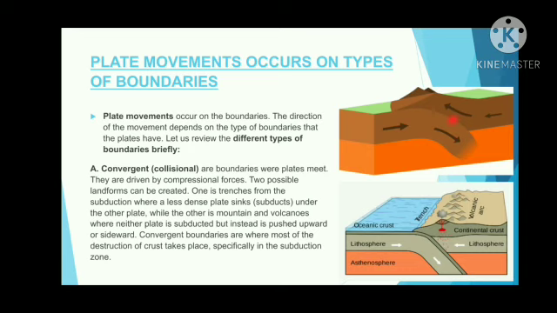First one, we have convergent boundaries, where plates meet. They are driven by compressional forces. Two possible landforms can be created. One is trenches from the subduction, where a less dense plate sinks. Subducts means the plate will eventually sink under the other plate, while the other is mountains and volcanoes, where neither plate is subducted but instead is pushed upward or sideward. Convergent boundaries are where most of the destruction of crust takes place, specifically in the subduction zone.